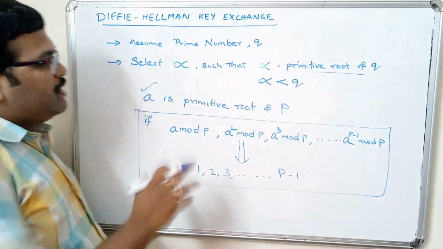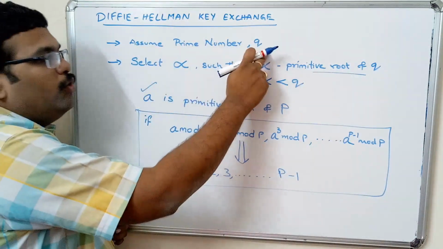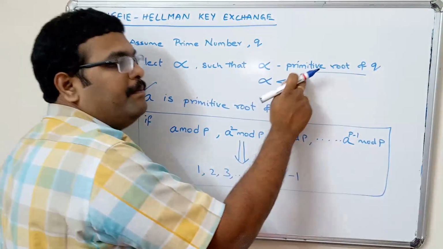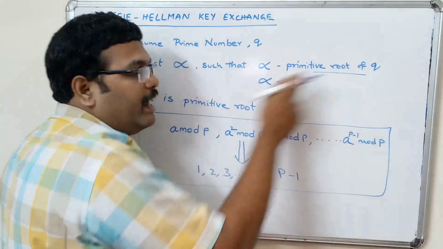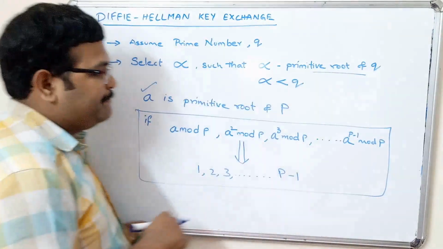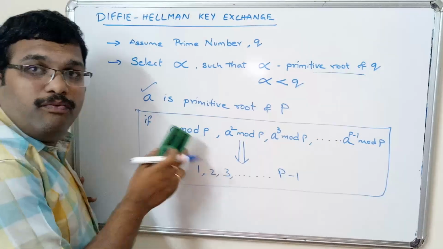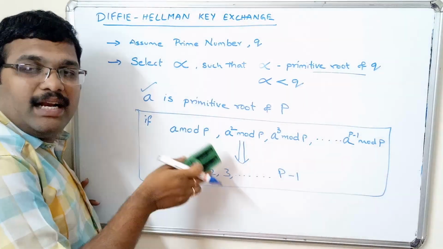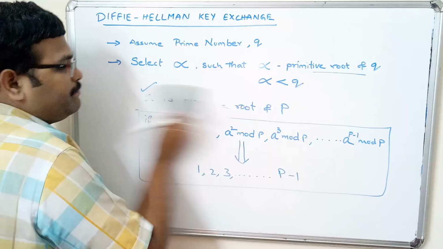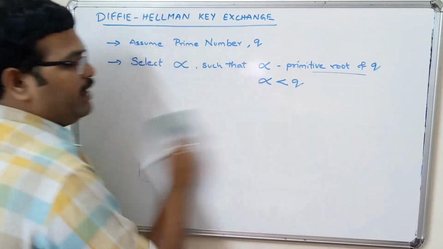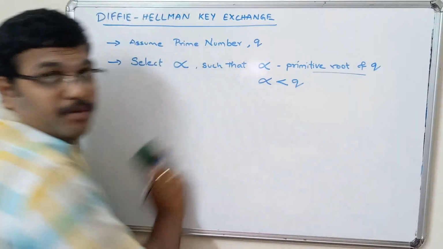So first, assume the prime number q and select alpha such that alpha is a primitive root of q and alpha is less than q. Hope you understood what exactly a primitive root is and how to find it. If you see the example, you can get an idea of the primitive root.